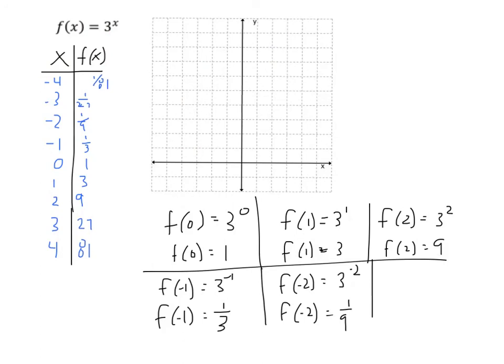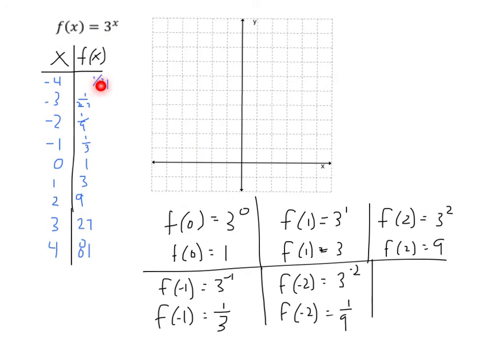I want you to see what's happening here. When our input gets bigger and bigger, what's happening to our outputs? These are getting huge: 1, 3, 9, 27, 81. They're going to get really big really fast. And over here, as these inputs get more and more negative, the outputs get smaller and smaller. This fraction gets really, really small. All right, so let's go ahead and graph this.